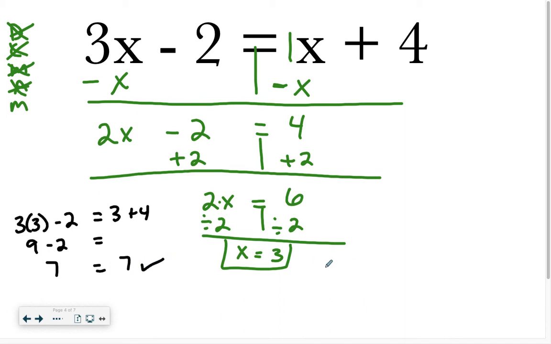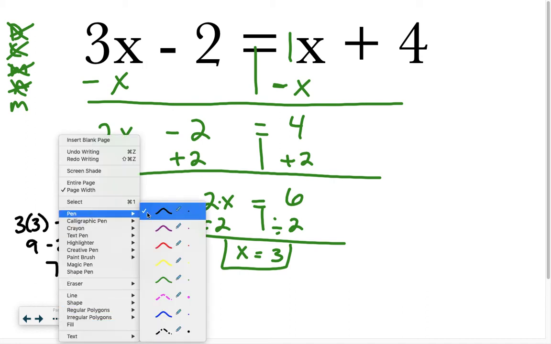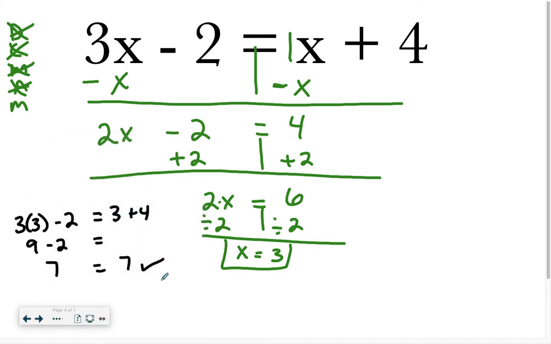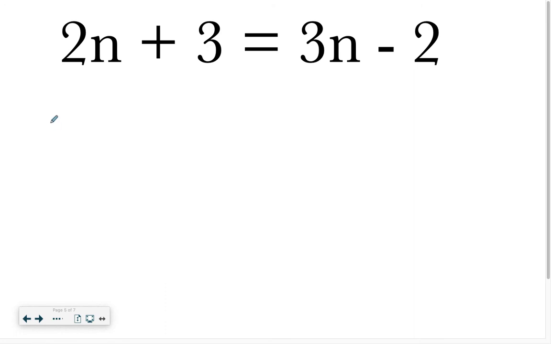7 equals 7. That is true. I know my answer of x equals 3 is correct. Okay, so hopefully the checking of your answer makes sense to you. All right, again, don't call me after midnight.